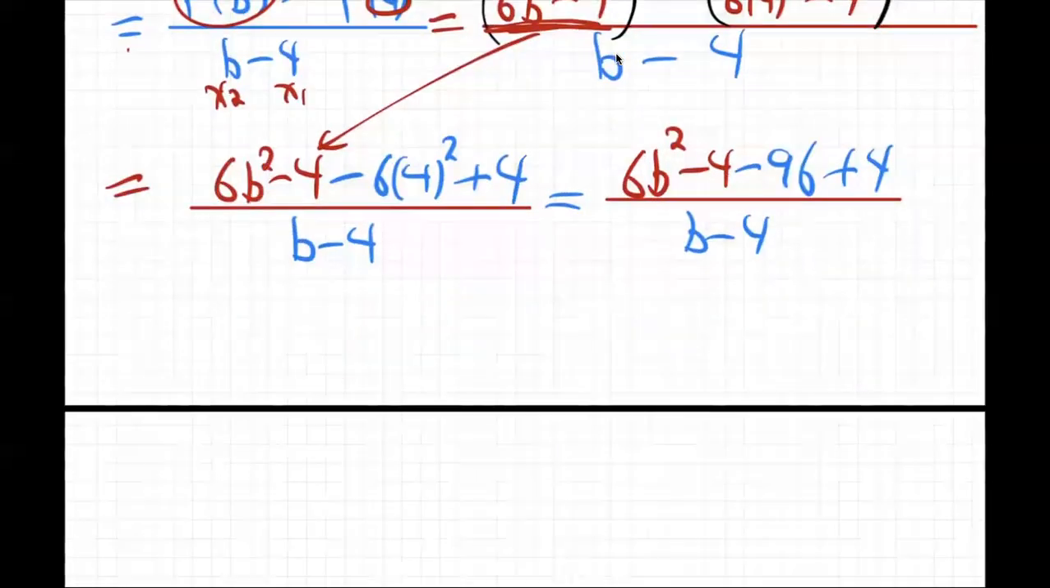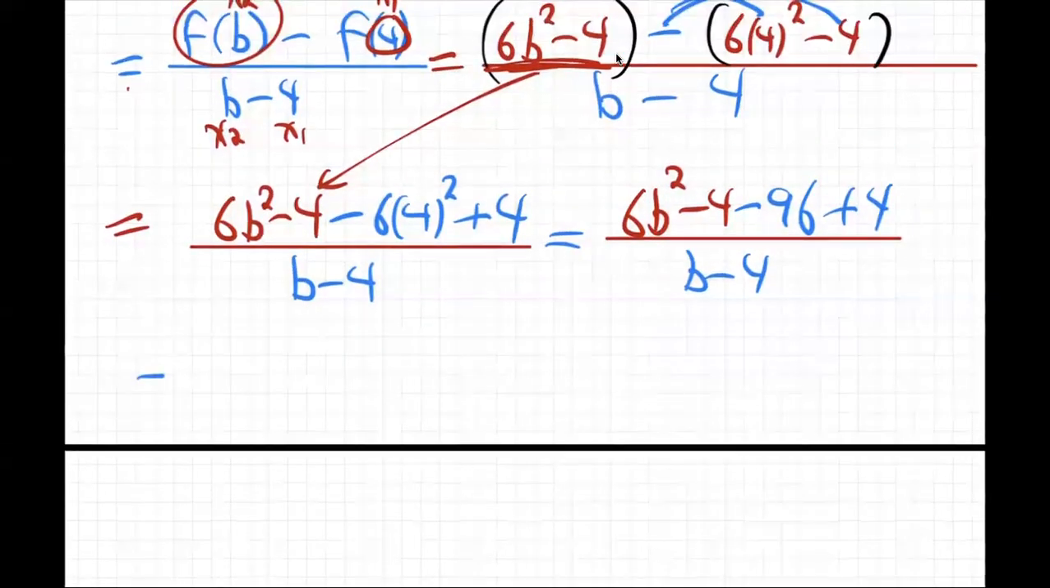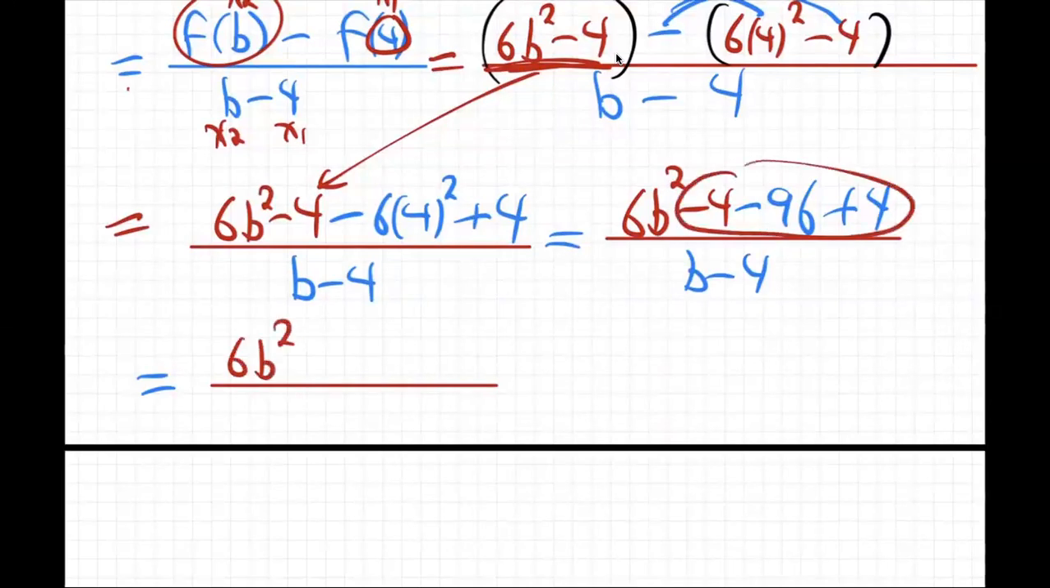All right, let's keep it going. So now that's going to equal 6b squared. Then I'm just going to work out these. There's a minus, oh, these cancel, don't they? Yeah, nice. Minus 96, over b minus 4.